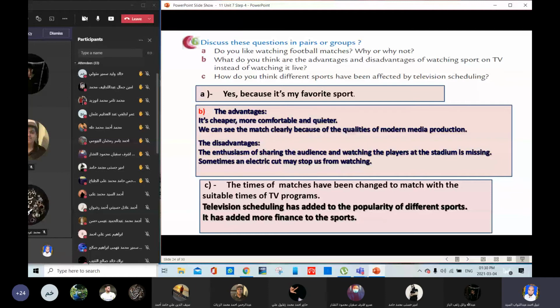Sometimes you cannot watch two matches at the same time. For example, I want to see Barcelona and Real Madrid, and at the same time Zamalek and Al Ahly are playing. So television scheduling has added to the popularity of different sports.